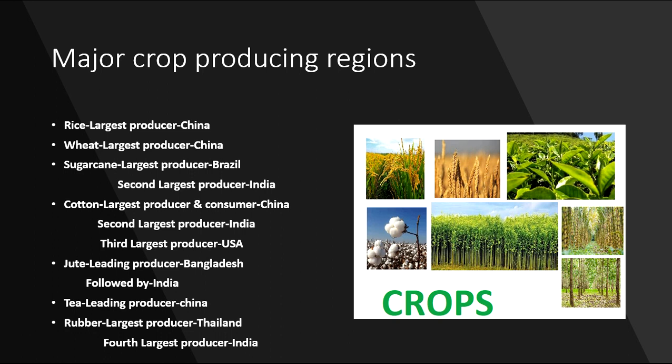Tea is produced on large scale in the hilly regions of China, which is the leading producer of the world. Other regions where tea is produced on large scale are India and Kenya. Rubber is grown in Thailand, Indonesia and China. Thailand ranks first, whereas India ranks fourth in its production.